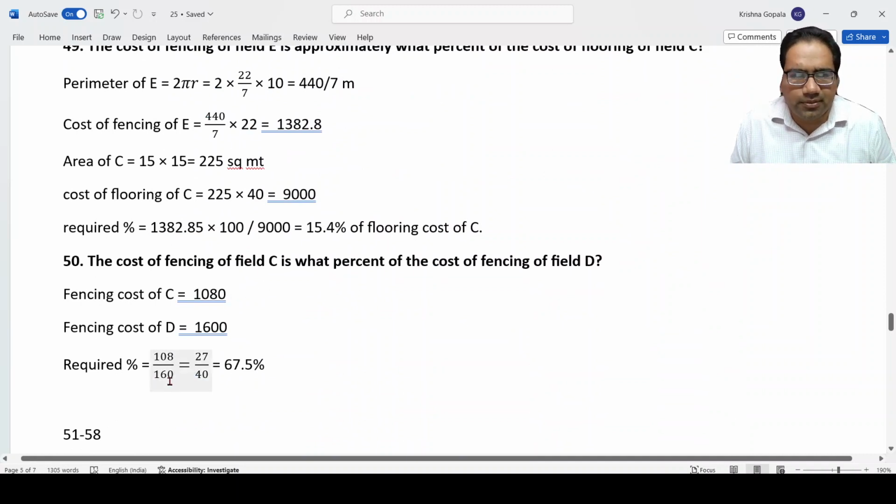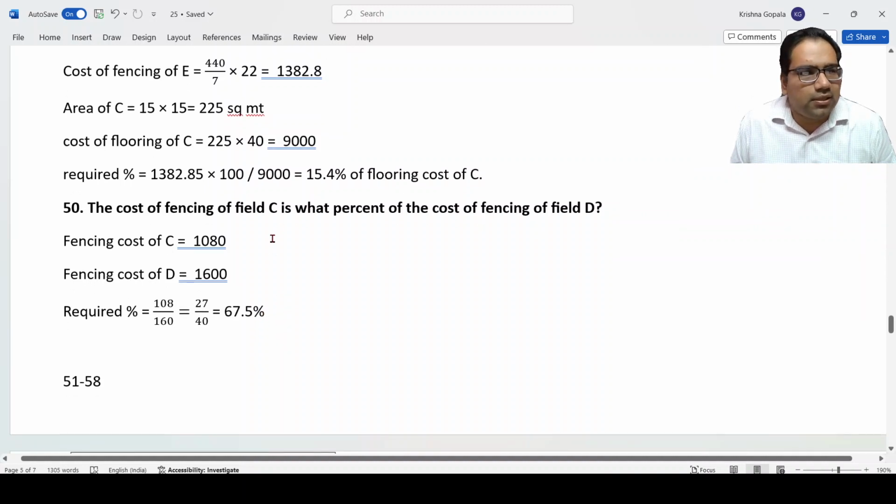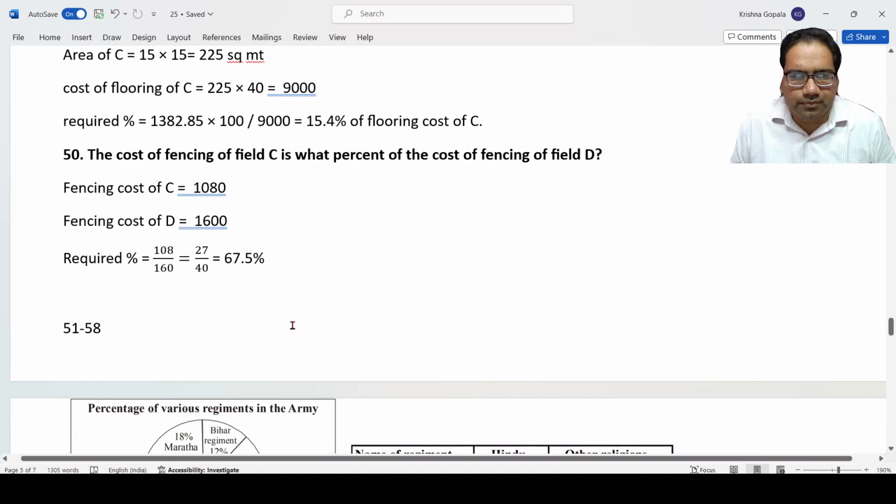These are all easy problems. 1080 by 1600. Then what does this mean? 27 by 40, which is 67.5%. These are very easy problems and we should get maximum marks here. These are plain simple calculations. The only thing that we should know is what is a triangle, what is a square, what is a rectangle, what is a parallelogram, and what are those areas and what are those perimeters. We just need to know these formulae.